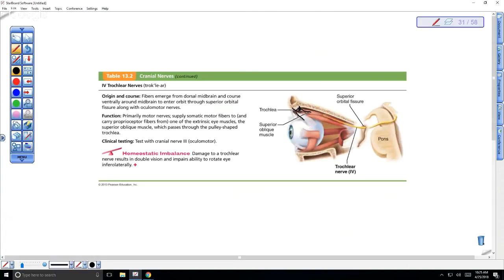And so notice how that muscle, I kind of wrote over it, but notice how that muscle has a little pulley involved in that. So that the actual tendon extends through this pulley system, and it would pull on the eye and cause it to elevate, right? And actually move medially as well.